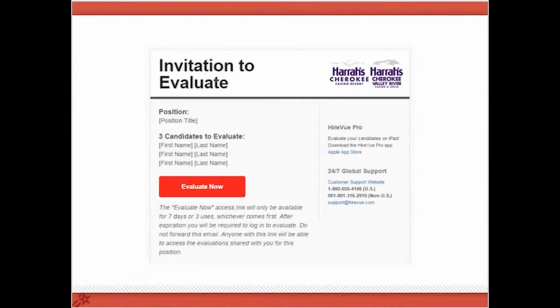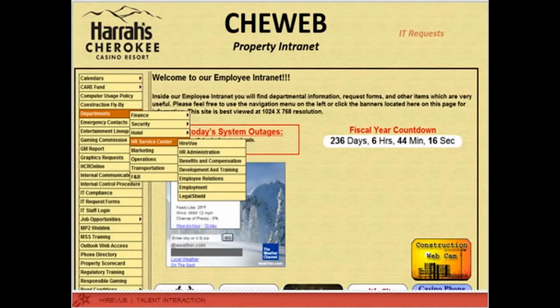There are three ways to access HireVue. The first way is by invitation that you see on your screen now. Simply click on the Evaluate Now button. And also, everything I'm showing you today can be done on a mobile device, and so there's more information about which app you'll need to download on the right-hand side of this invitation, as well as 24/7 global support if you have any HireVue questions.